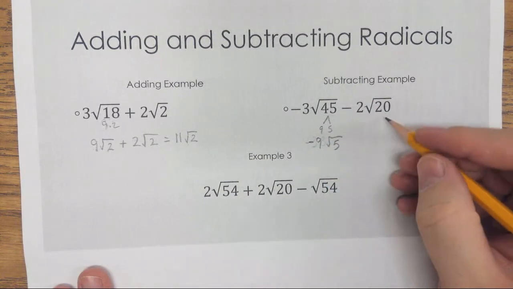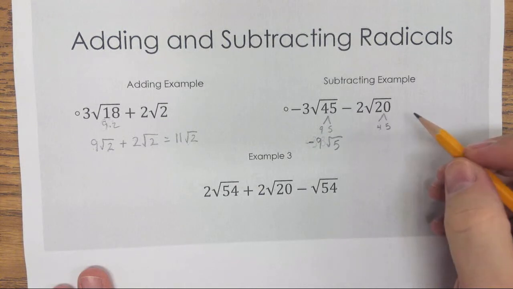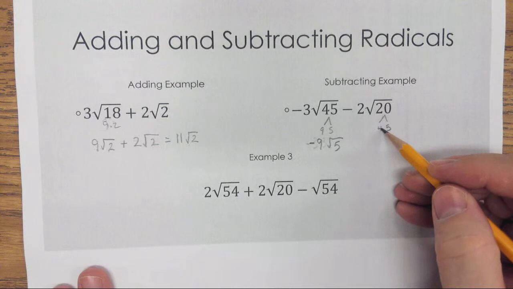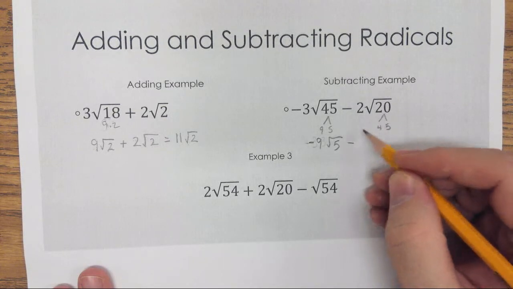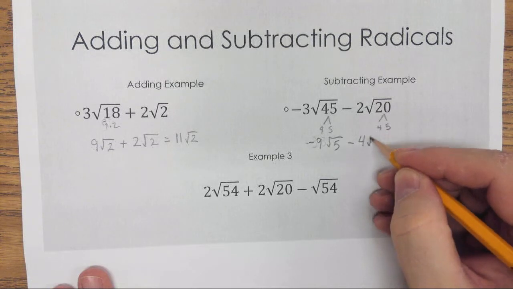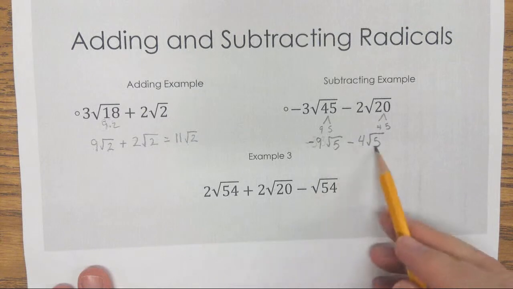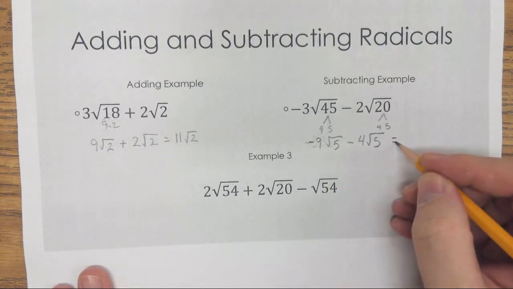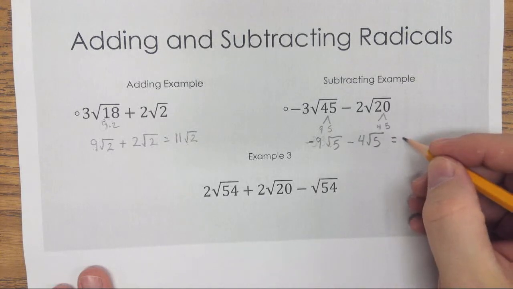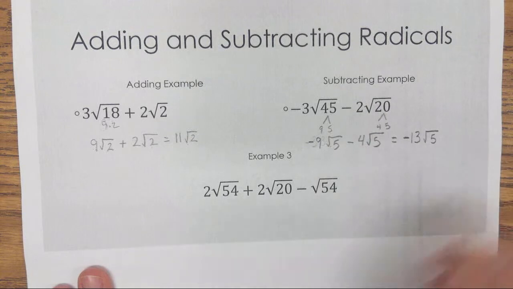20, well that's 4 times 5. The 4 is a perfect square, so that's 2. So that's going to be negative 2 times 2, which is negative 4, radical 5. We see the radicands match, 5. So we're going to subtract these from one another. Negative 9 minus 4 is negative 13 radical 5.